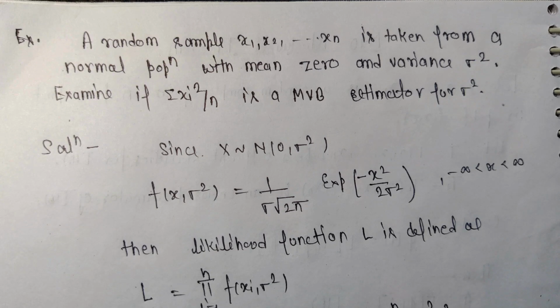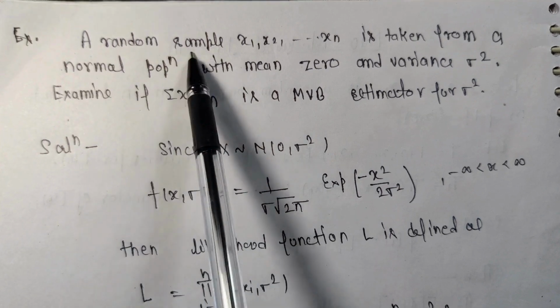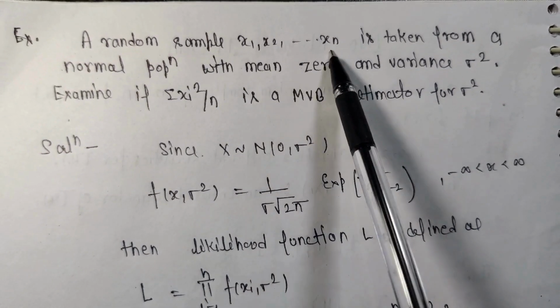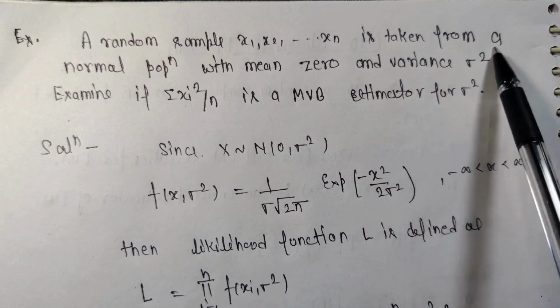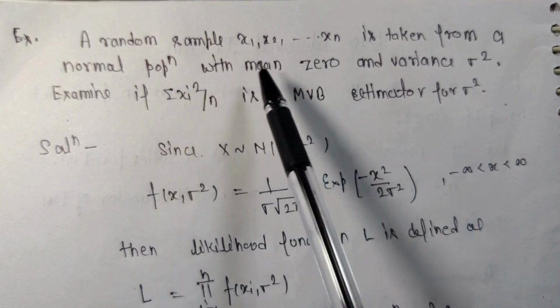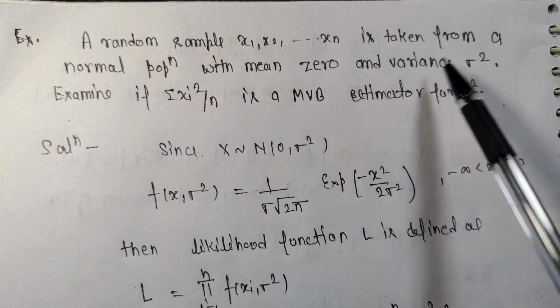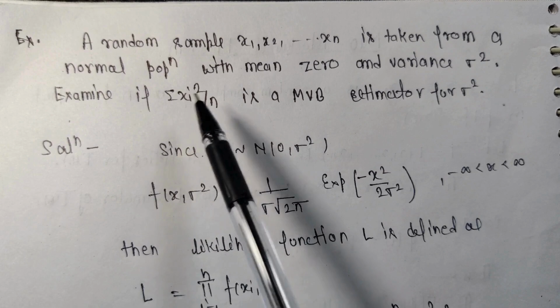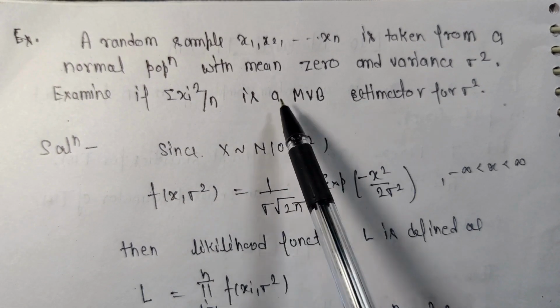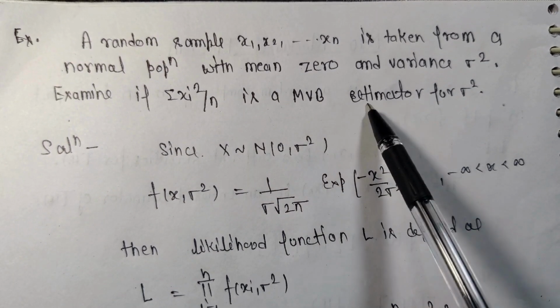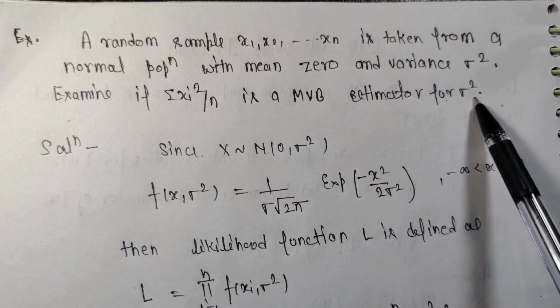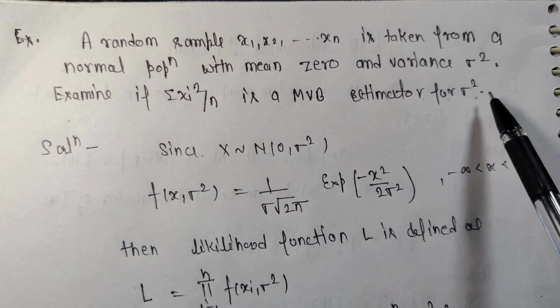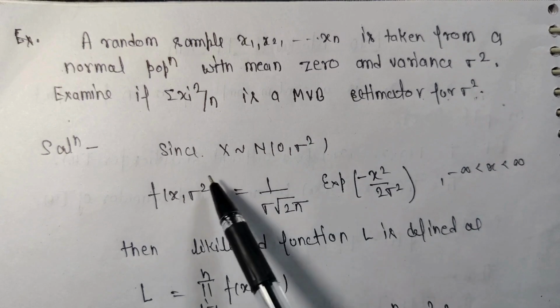Okay, so come to the second problem. A random sample x1, x2, ..., xn is taken from a normal population with mean 0 and variance sigma square. Examine if summation of xi square upon n is a minimum variance bound estimator for sigma square. Okay, so this is our next problem, and come to the solution part.